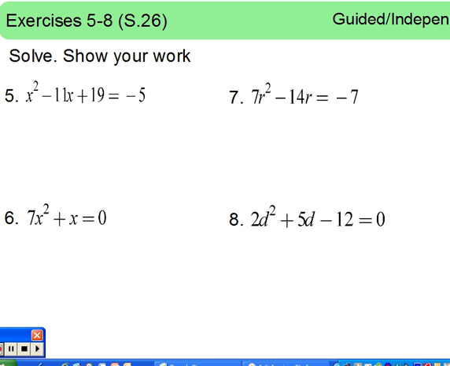Okay, so here are four equations. We'll call them quadratic equations because that's what they are. Go ahead and try to solve each one. Press pause, come back when you're ready. We'll do one at a time.